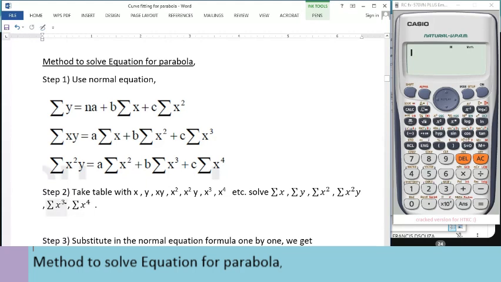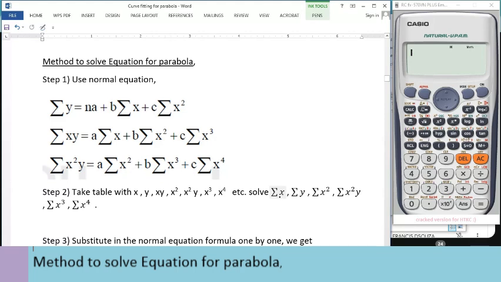This is our step 1. Step 2, please remember, students, take the table with x, y, xy, x square, y, x cube, y cube. So you can just see how many are there: 1, 2, 3, 4, 5, 6, 7. Seven we require in the table. Looking at equations 1, 2, 3, we have to take down the table.